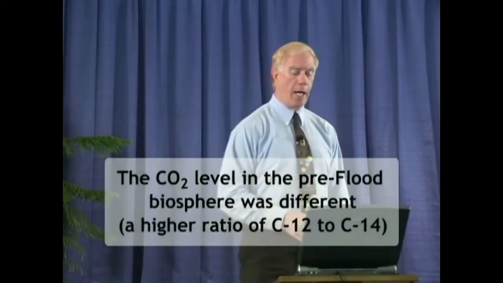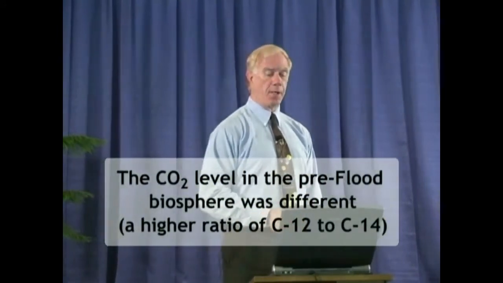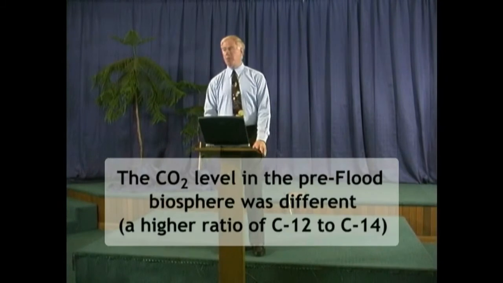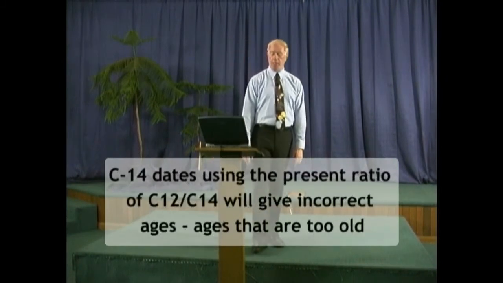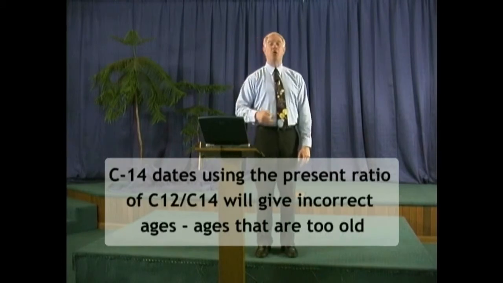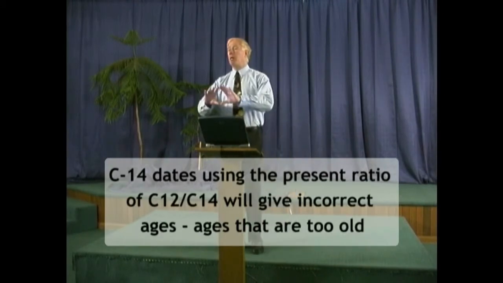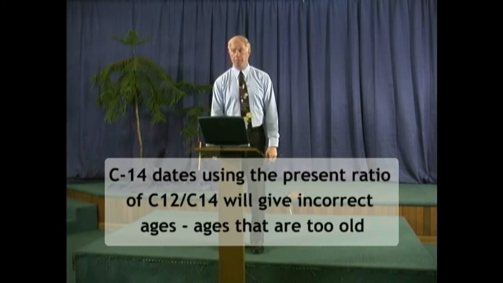What would that do to the ratio? It would completely change the ratio from 1 trillion to 1 to something much higher, like maybe 16 trillion or 32 trillion to 1, or maybe even more. So what does this mean? The carbon dioxide levels in the pre-flood biosphere were different. A higher ratio of C12 to C14. C14 dates using the present ratio of C12 to C14 will then give incorrect dates. They'll give a date that's much older than it really is.